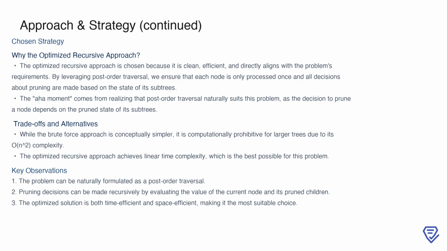While the brute force approach might seem simpler conceptually, its inefficiency due to multiple traversals makes it unsuitable for larger trees. On the other hand, the optimized recursive method achieves linear time complexity, which is the best we can achieve for this problem. We also note some key observations. First, post-order traversal is a natural way to approach the problem. Second, the recursive nature of pruning decisions ensures that each node is evaluated in the context of its children. And finally, this approach is both time-efficient and space-efficient, making it the most practical choice.